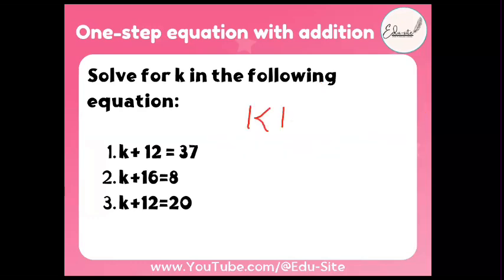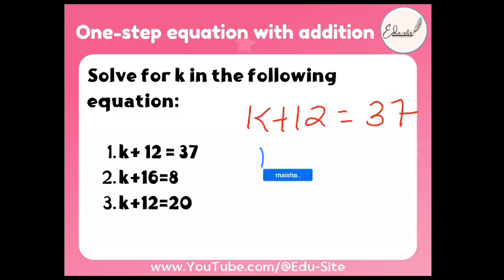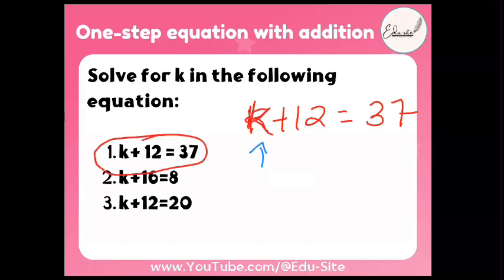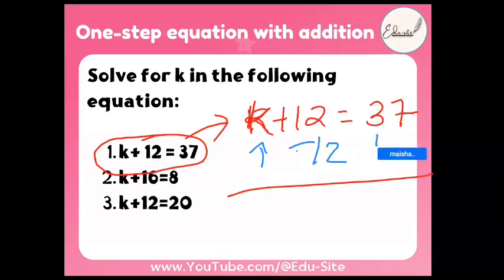So k plus 12 is equal to 37. How will you solve this, Maisha? K plus 12 is equal to 37. So how did we solve this? We did it already. So what would you do here? We do minus 12 on the left. Yes, minus 12 on the right. Yes, very good. Excellent, beta.